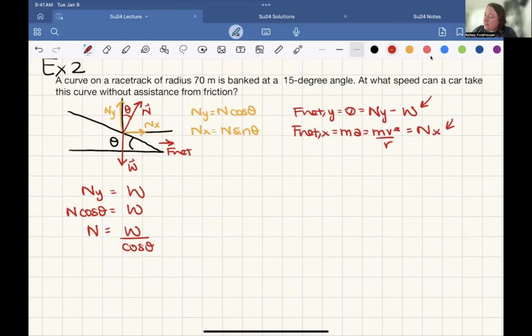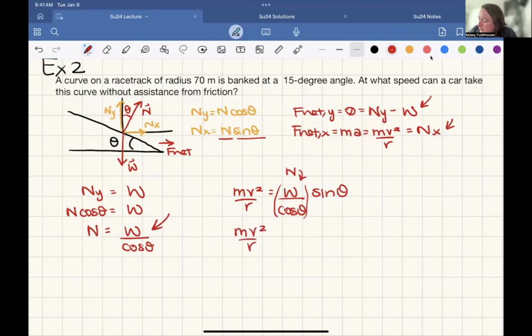So now we can plug that into this equation. So we have mv squared over r equals the x component of the normal force, which is normal sine theta. So I'm going to instead plug in this for normal. Weight over cosine theta times sine theta. Because remember, this part is the normal force. And then sine of theta divided by cosine of theta is tangent of theta. You could solve this without simplifying that, but I like to simplify. So mv squared over r equals the weight times tangent of theta.